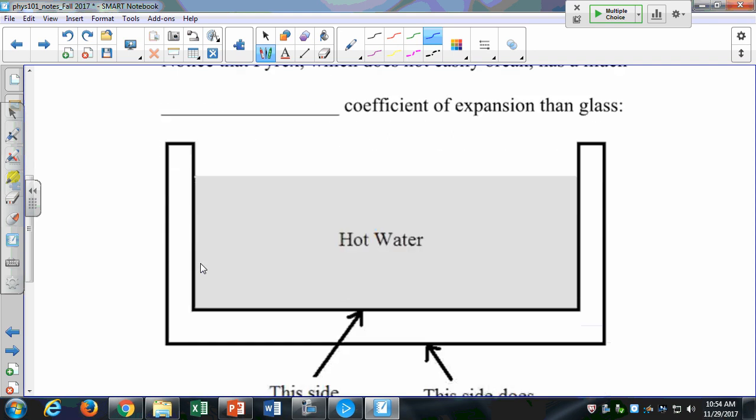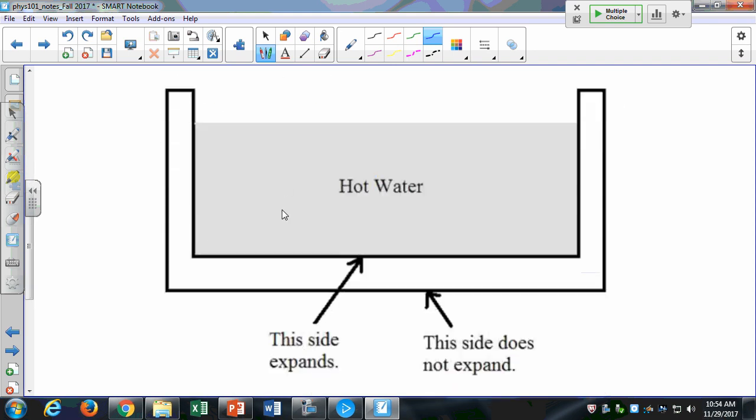So if we think of this dish, right, this side of the dish will get bigger because it's at a high temperature. But over here, when I'm at a low temperature, this side stays the same. And so that's what causes these materials to break.